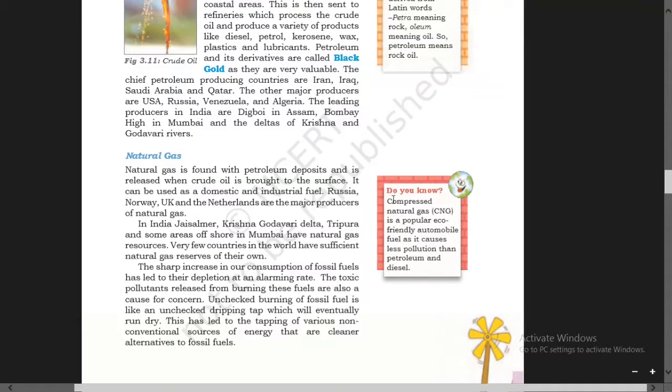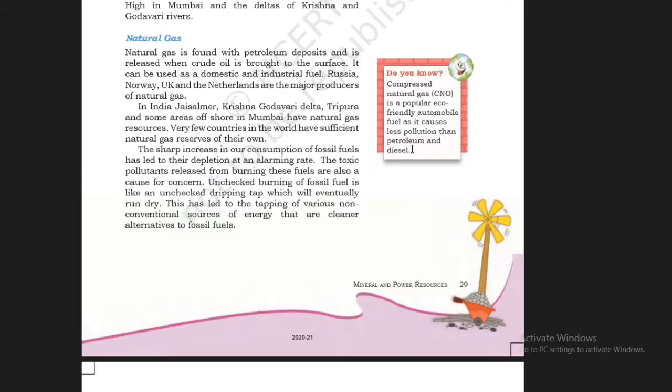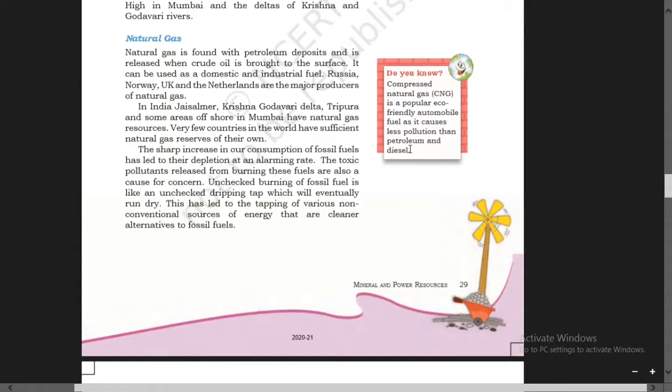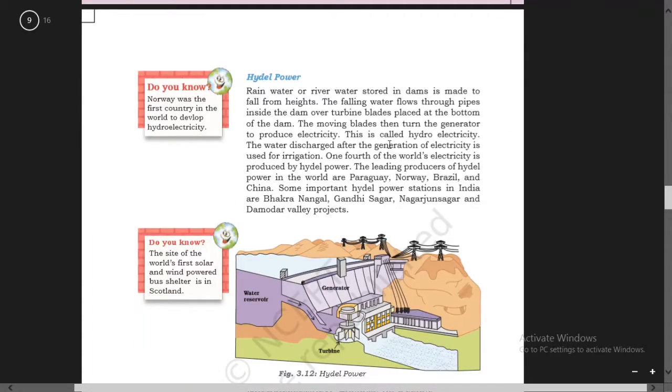Do you know this one, towards the right side of your book? Compressed natural gas, CNG, is a popular eco-friendly automobile fuel as it causes less pollution than petroleum and diesel. Boys, sometimes it is asked, what is CNG? You have to answer like this: the full form of CNG is compressed natural gas, and it is a popular eco-friendly automobile fuel as it causes less pollution than petroleum and diesel. You must know it. This is very important from the perspective of your exam.